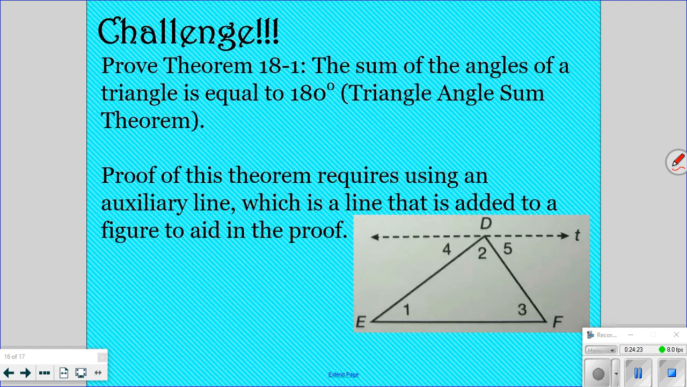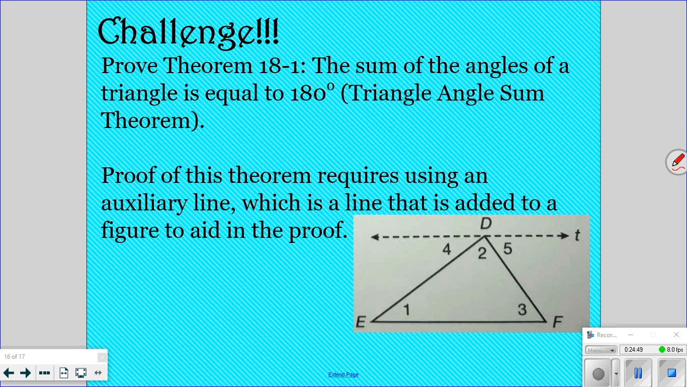Okay, so now we're going to look at the challenge question. So we want to prove theorem 18.1, which says that the sum of the angles of a triangle is always equal to 180 degrees. And it says the proof of this requires an auxiliary line, which they have drawn in for you. So y'all pause the video and give this one a shot. Once you have attempted it, y'all unpause the video and I'll go over it.